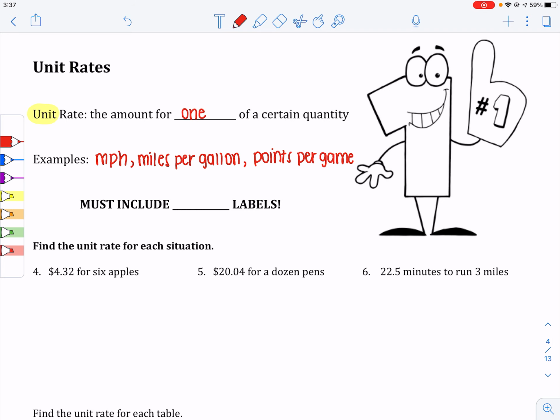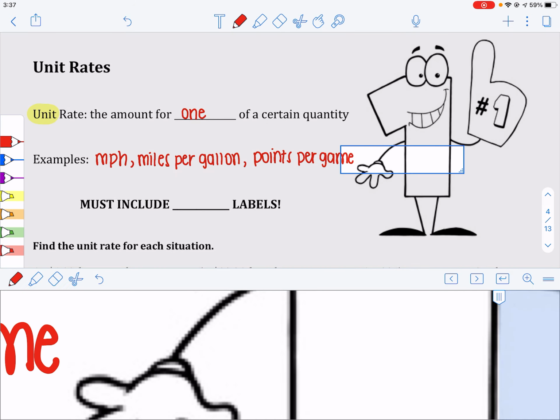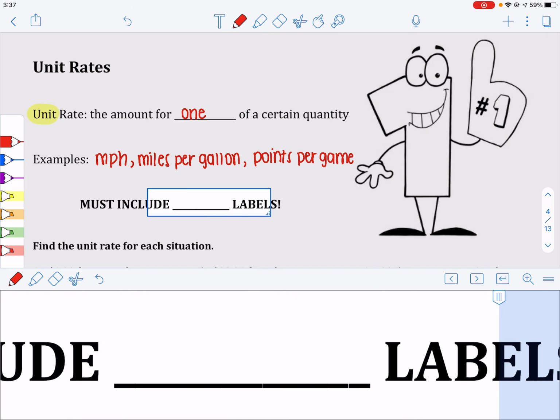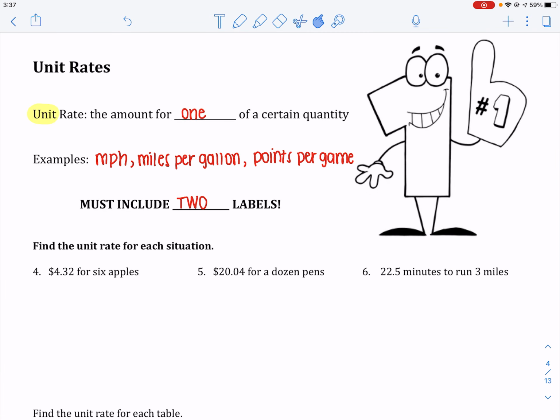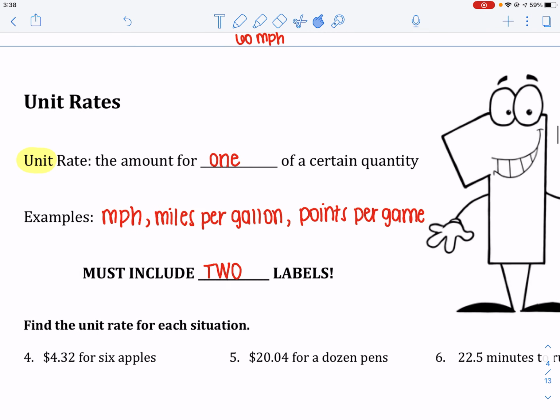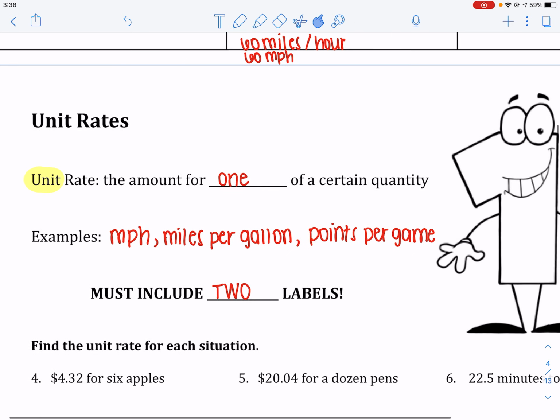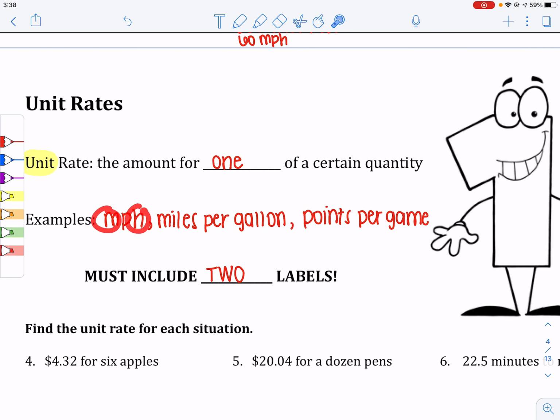Okay. Biggest thing for unit rates is you must include both of your labels. So you are going to have two labels every time you give me a unit rate. So you can't say my answer is just 60 miles because it's going to be like 60 miles per hour. You can't say you get 30 miles because it'll be 30 miles per gallon, or if you do 8 points, it'd be 8 points in one game, so per game.